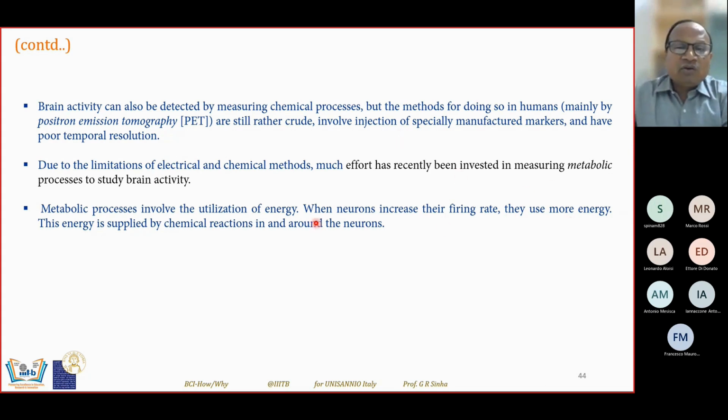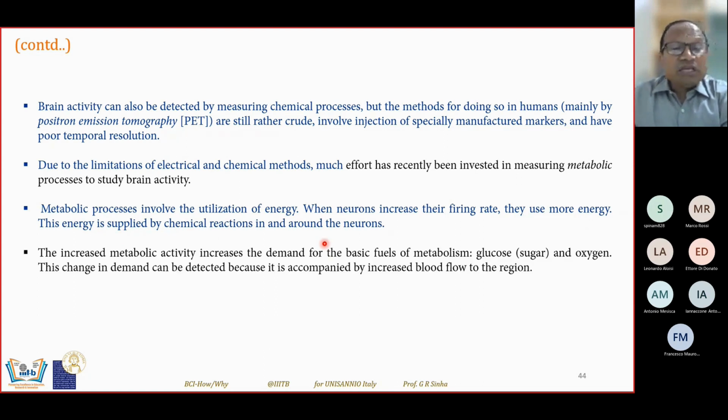So when neurons increase their firing rate, they use more energy. This energy is supplied by chemical reactions in and around the neurons. The increased metabolic activity increases the demand. Whenever there is increased metabolic activity related to energy, there is a demand for basic fuels like glucose, sugar, and, as I was telling you, oxygen. So it will demand more glucose and more oxygen.